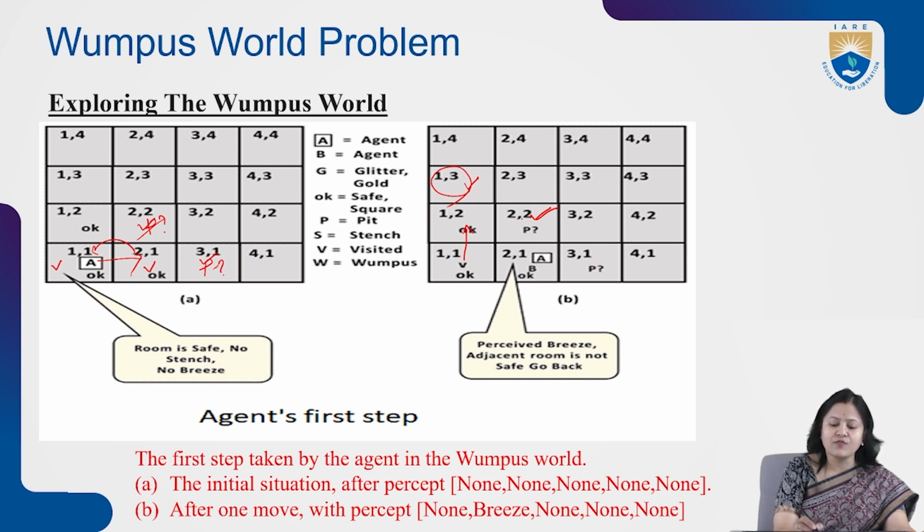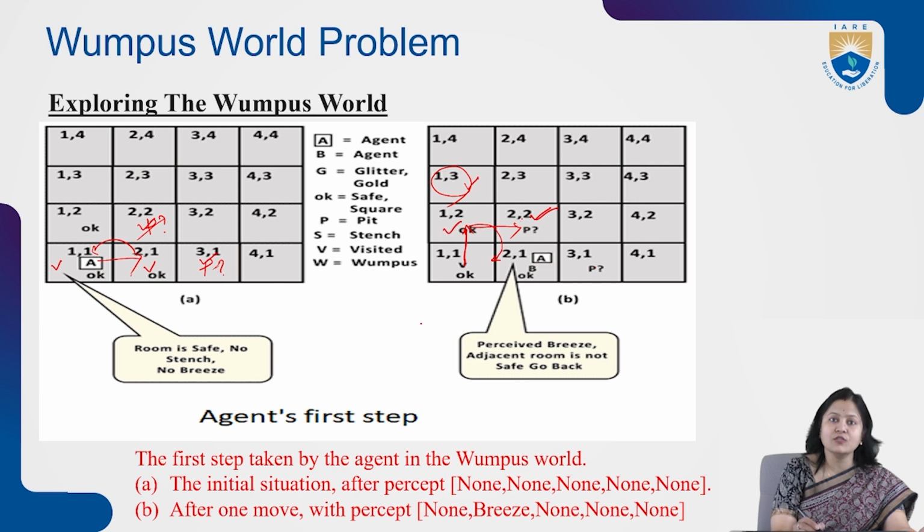But he is confirming that the stinky smell is coming from an adjacent square. So it may be 1-3. Not maybe, it is sure that the monster is present at 1-3. So what will he decide? He will take a right 90-degree turn and come back to the original position. Either he can come back to the original position, or he can move to this 2-2 location from the 1-2 location.